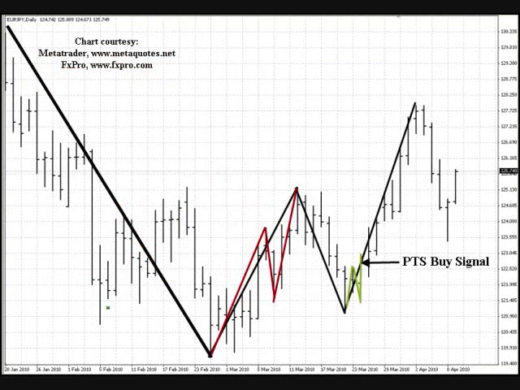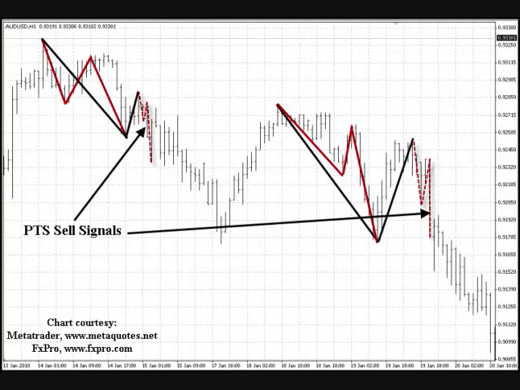Here is another example of a buy PTS. Here are 2 sell PTS formations on a single chart.